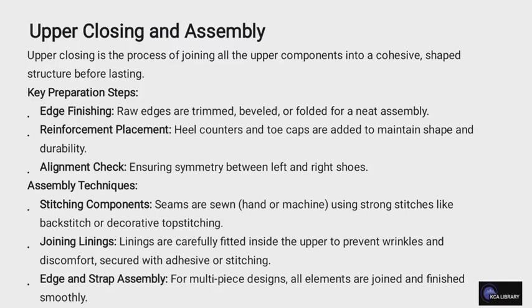And we have the assembly techniques, which start with stitching components. Seams are sewn using strong stitches like back stitch or decorative top stitching. We also have another technique, joining lining. Linings are carefully fitted into the upper to prevent wrinkles and discomfort, secured with adhesive or stitching. And we have another technique, which is edge and strap assembly. This deals with multi-piece designs, where all elements are joined and finished smoothly.